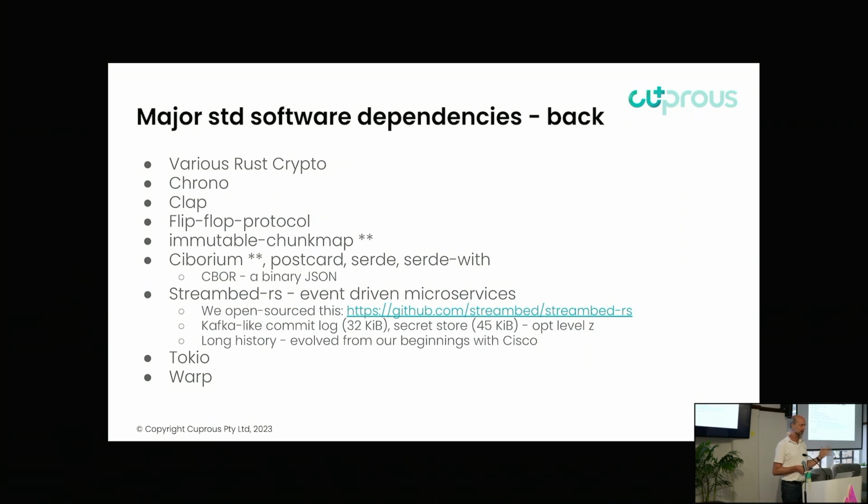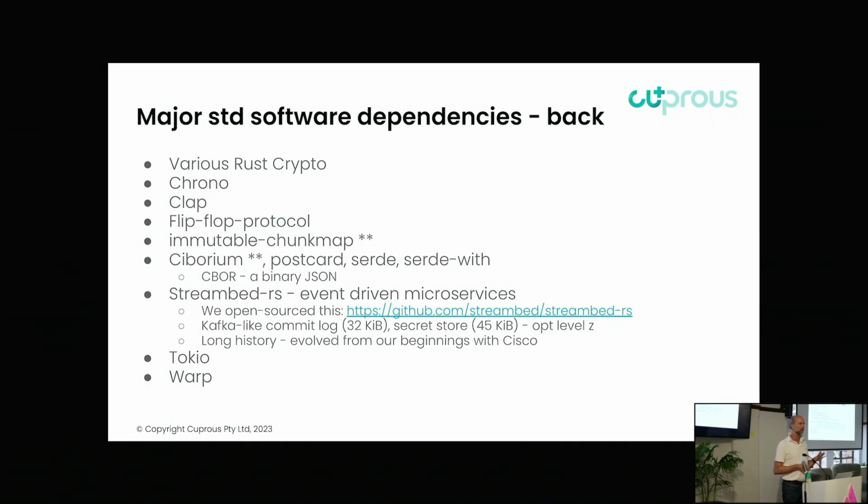We use Chrono, Clap, flip-flop, and I wanted to specially mention mutable chunk map. Has anyone come across a mutable chunk map? It is a map implementation with copy-on-write semantics, really good for cloning and sharing, and I do advise you to go and look that one up. We use Ciborium for binary JSON, so when we persist data, we do so using CBOR. Anyone come across or use CBOR? Cool. Yeah, it works really well, so I'd highly recommend it.